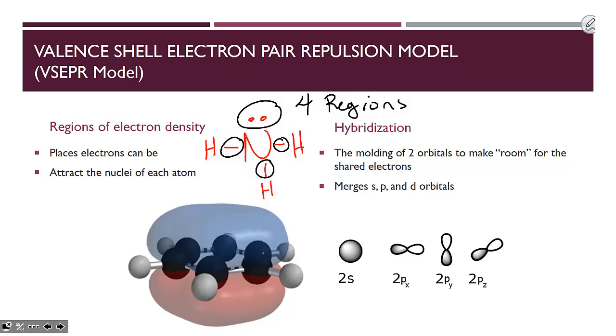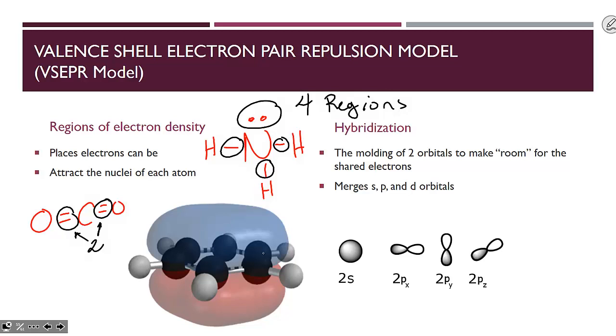In something like, say, carbon dioxide, carbon's electrons can be either in this double bond or this double bond, so there are only 2 regions of electron density. Regions of electron density are places around the central atom where you find electrons. Double and triple bonds count as only 1.